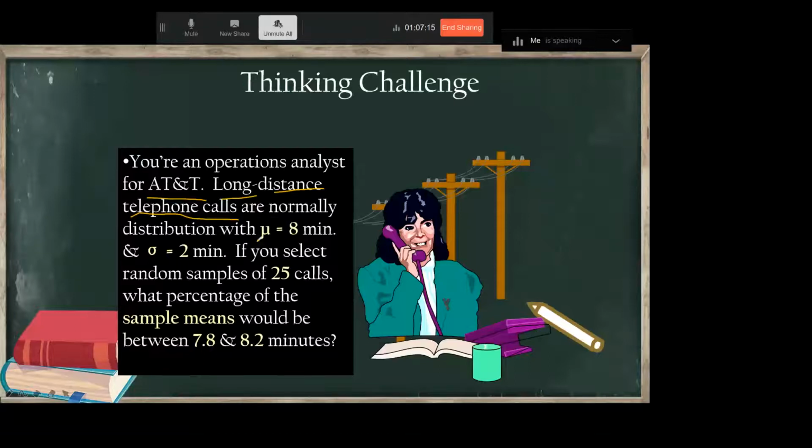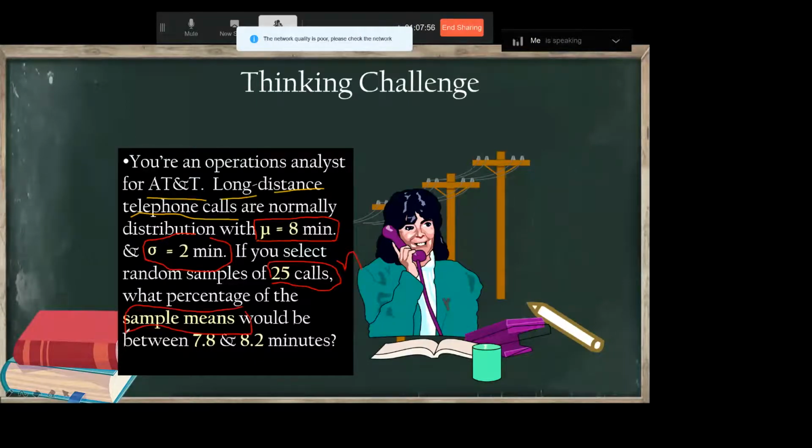So first, just see what information is given or what information you can extract from the question. That's really important. The average, that's the population mean, mu is 8. We don't know the number of calls, but the average mean of the population is 8, and sigma is 2. Now, if you select a sample of 25, now this is small n, what percentage of the sample means would be between 7.8 and 8.2? Now, you see, this is not about the probability of X. This is the probability of X bar we are interested in. That's the difference here, according to the central limit theorem.